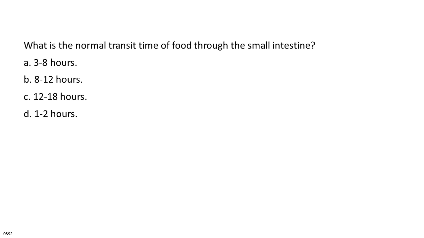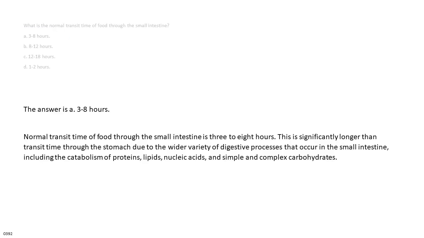What is the normal transit time of food through the small intestine? A. 3 to 8 hours. B. 8 to 12 hours. C. 12 to 18 hours. D. 1 to 2 hours. The answer is A. 3 to 8 hours.